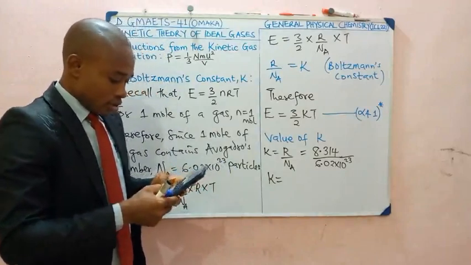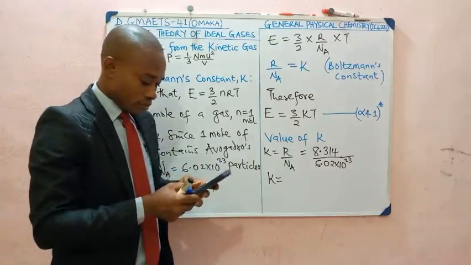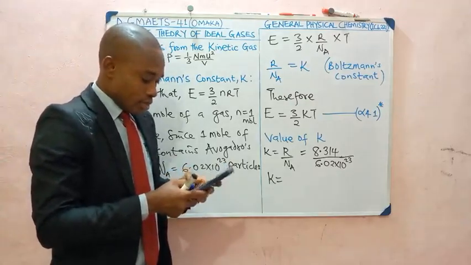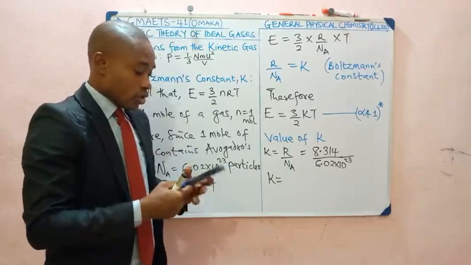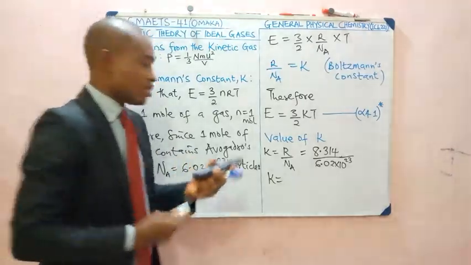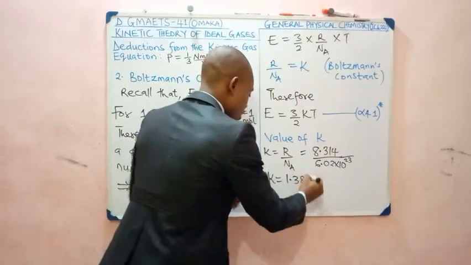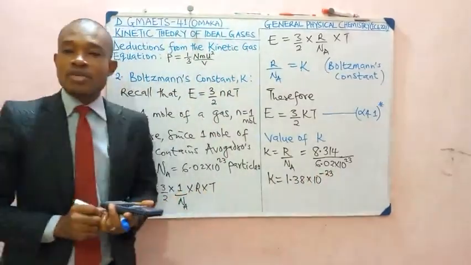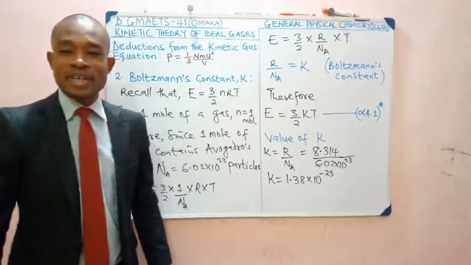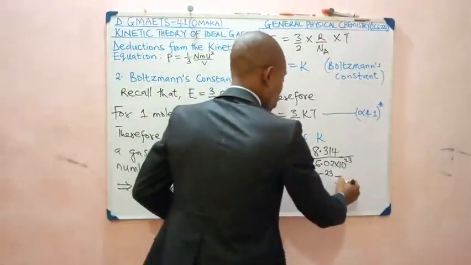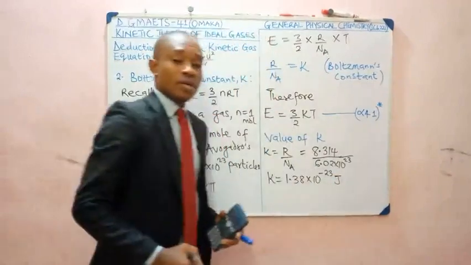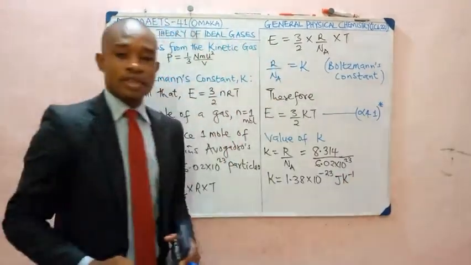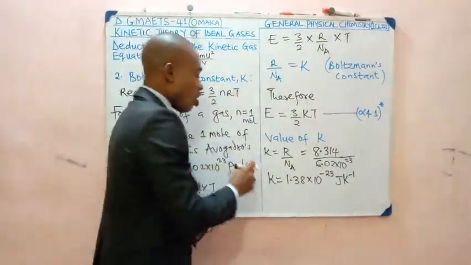Let's see what it's going to give to us. 8.314 divided by 6.02. From here it's giving me 1.38 times 10 raised to the power minus 23. And the unit will be in joule per Kelvin. So this is the value of Boltzmann's constant.